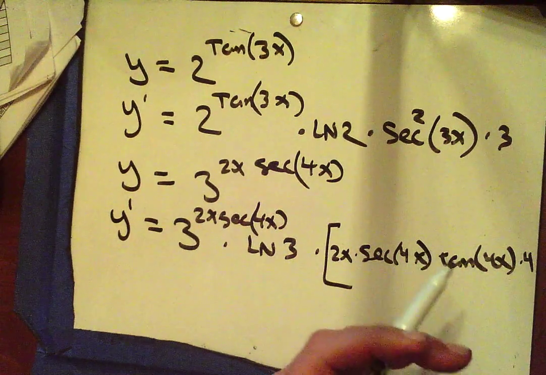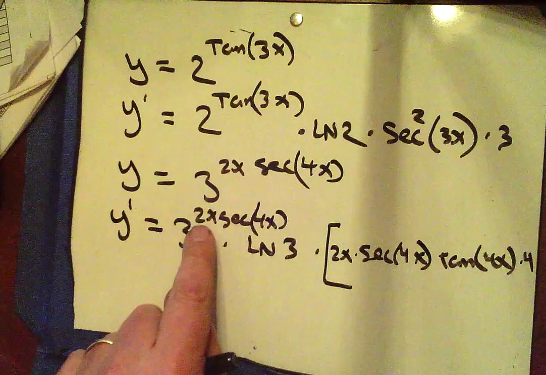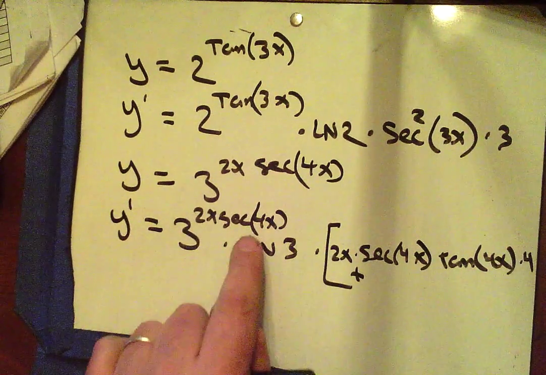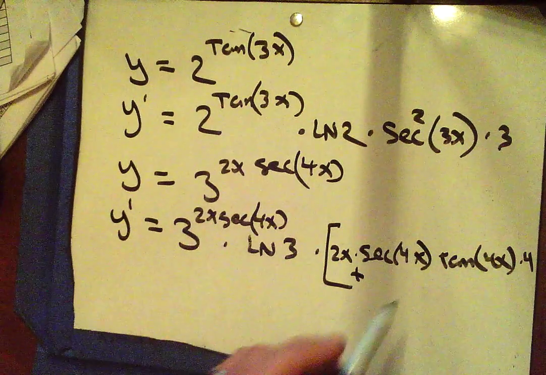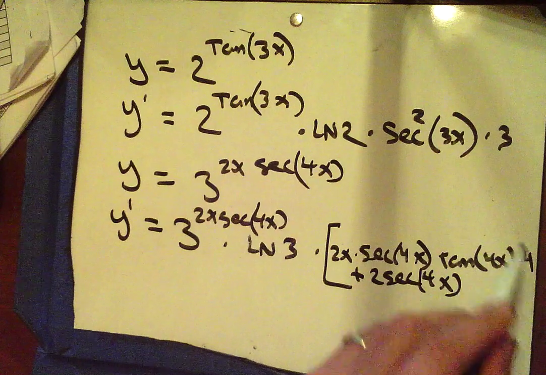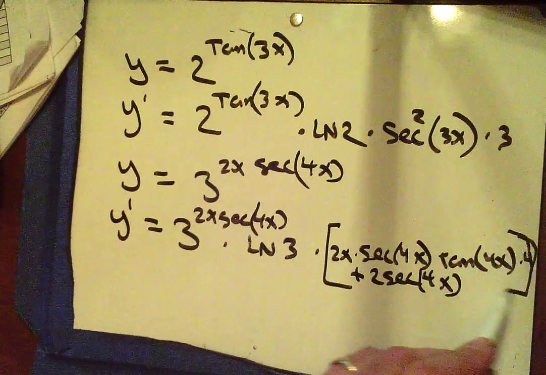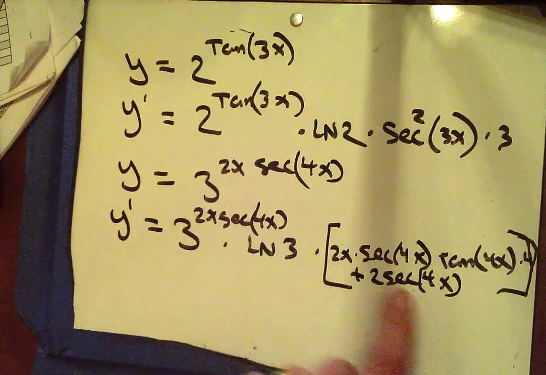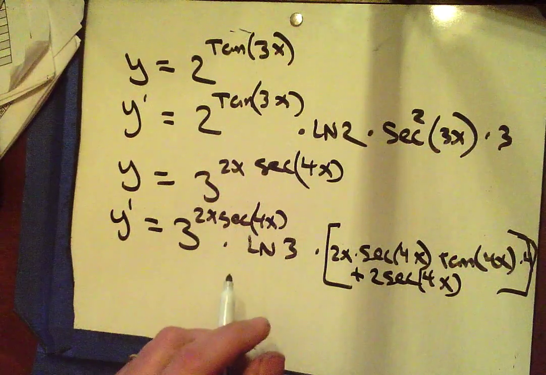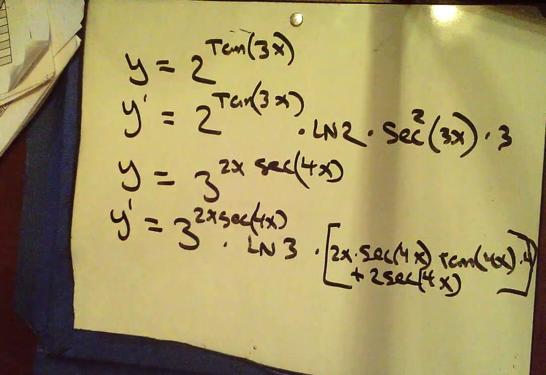No, that's only the first half of the product rule. This times the derivative of that. Now we need this times the derivative of that. And you're welcome to factor out a 2 secant 4x if you like, but it's not really going to get me anywhere, so I'm not going to bother.